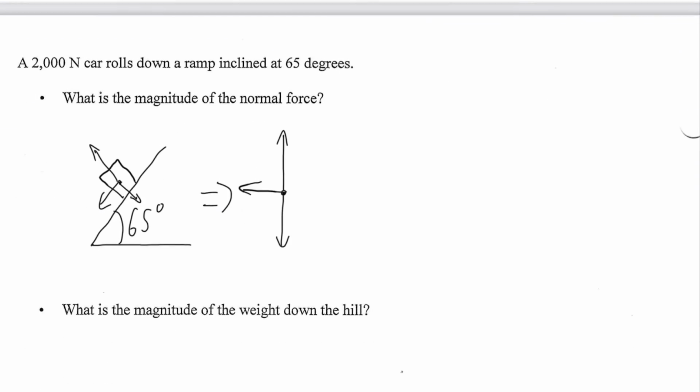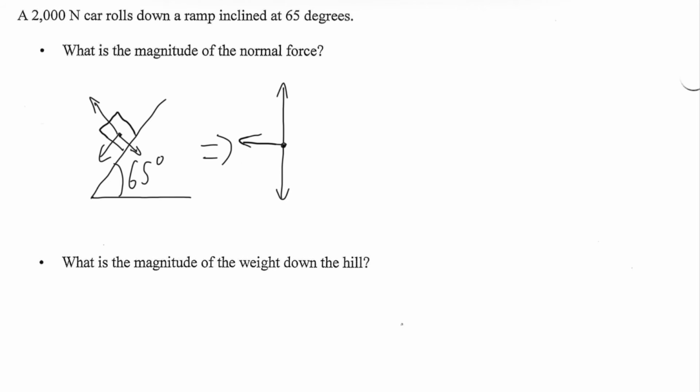Okay, let's take a look at another example. So now we have a 2,000 Newton car that rolls down a ramp inclined at 65 degrees. So it asks, what is the magnitude of the normal force? So we have this diagram drawn out again. In this case, it's rolling, so we're going to assume no friction unless it tells us otherwise. So we have the free body diagram drawn out already. And we can say that the component down is this Fg perpendicular, and to the left is this Fg parallel. Then upwards, we have our normal force.